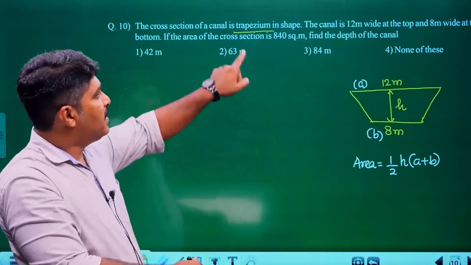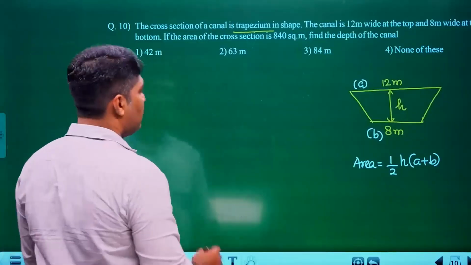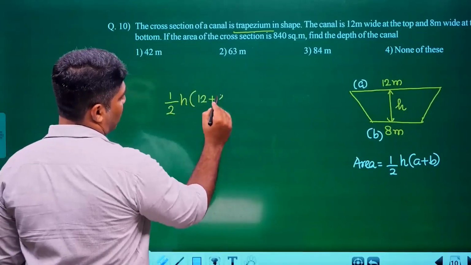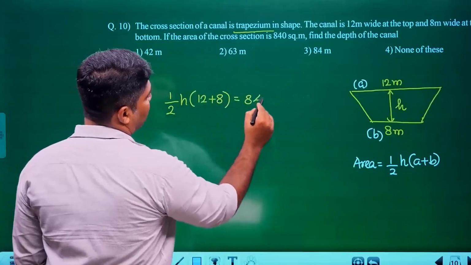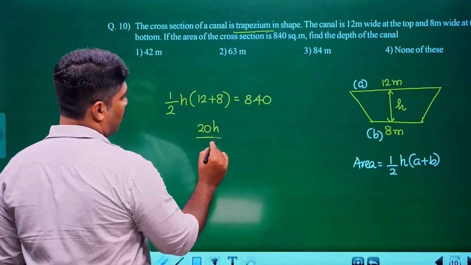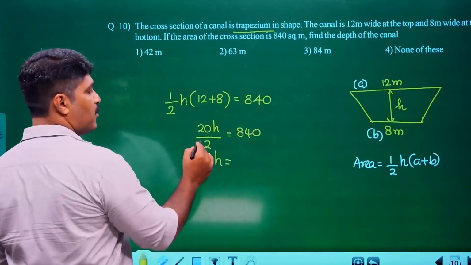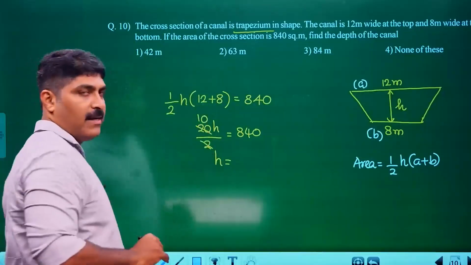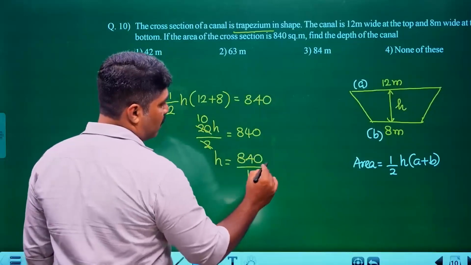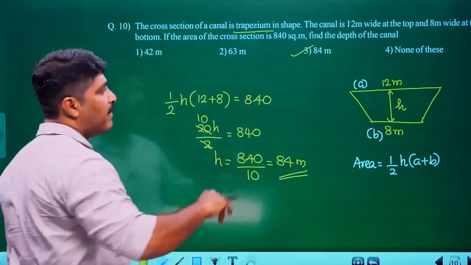While we are applying this result, and it is given that the total area is 840 square meter, you can directly find out the answer. So here it is half of H into 12 plus 8, which is equal to 840. So this is equal to 20H by 2, that is equal to 840. So what is H? Here 20H by 2 will be equal to 10H. So therefore this is 840 by 10, which is equal to 84 meter. So that is the depth of the canal.